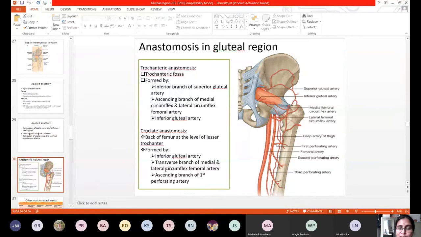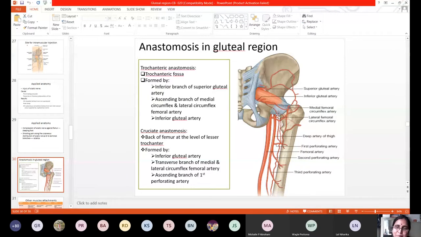Okay, so it is formed, again, by four arteries: the branch from the inferior gluteal artery, then the transverse branch from the lateral circumflex femoral artery, the transverse branch from the medial circumflex femoral artery, and an ascending branch from the first perforating artery. First perforating artery is the branch of profunda femoris. You know that, yes? Yes, ma'am. So the cruciate anastomosis is formed by how many arteries, branches? Four. First, you can see the picture carefully, very easy.